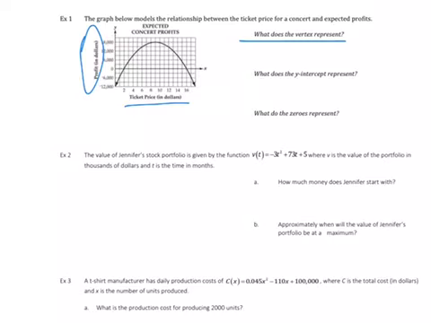So in this case, what does the vertex represent? Vertex is going to be our highest point, right? So the vertex represents our maximum profit.